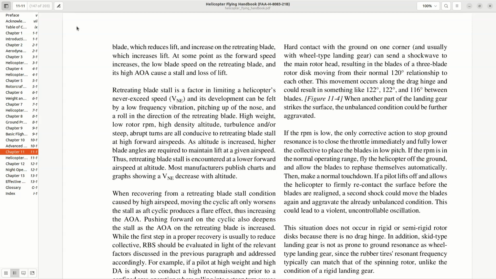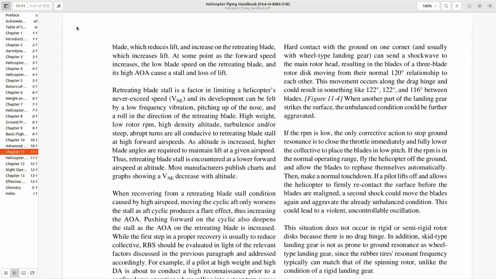So what happens if you're approaching the situation? Well, you'll tell that you're approaching this bad situation when you're going to have a low frequency vibration. Then you're going to have a pitching up of the nose and then a roll in the direction of the retreating blade. Okay, so remember, in general, if you have low frequency vibrations, those are most likely related to the main rotor, because it turns at a slower speed than the tail rotor and the engine.